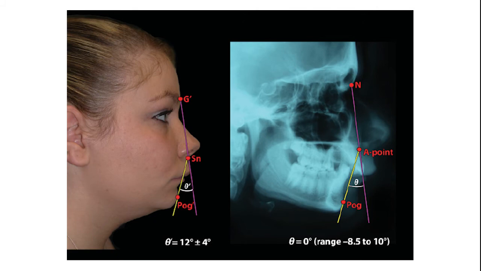A high positive value suggests facial profile convexity and a class 2 skeletal jaw relationship. On the other hand, a smaller positive value or negative value suggests facial profile concavity and a class 3 skeletal jaw relationship. However, the value of this angle does not reveal whether the maxilla or mandible is responsible for the sagittal jaw discrepancy.